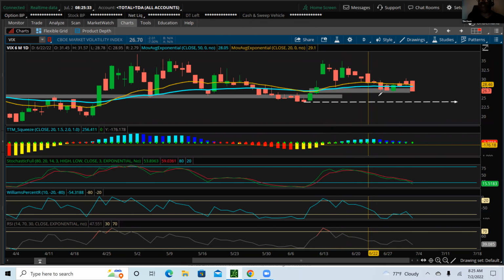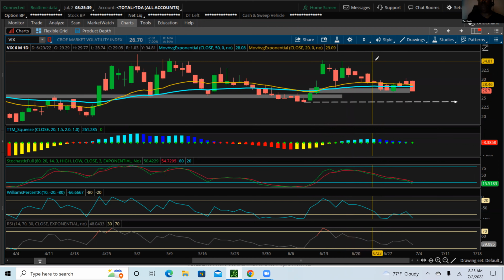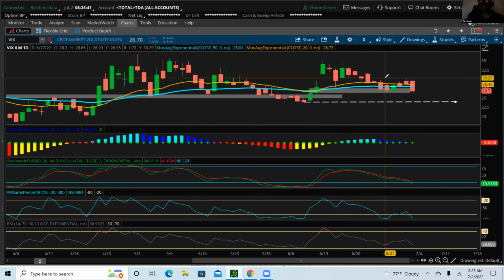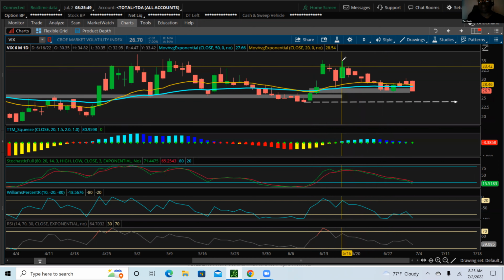A couple of things you can pay attention to as the VIX starts to pull back is what the momentum indicator shows us. Look at the TTM squeeze here. You see this light yellow turns to dark blue, but the bars are very short, and we start to see a lot of red candles form in the VIX. Another telltale sign that the VIX is probably in an overbought state.